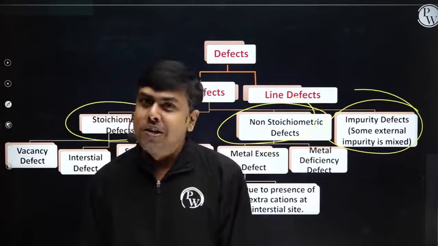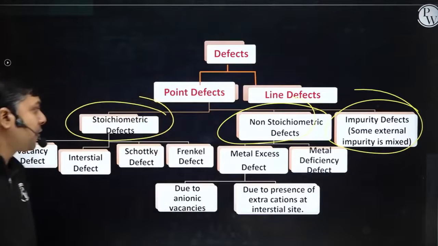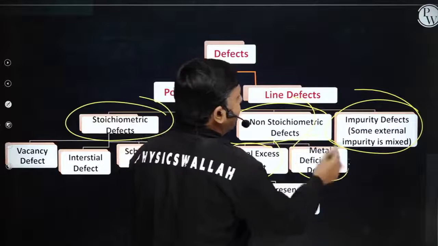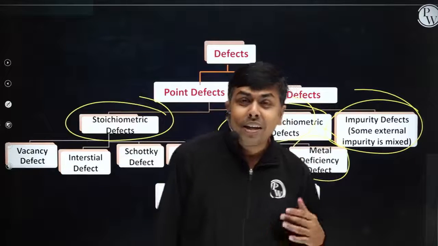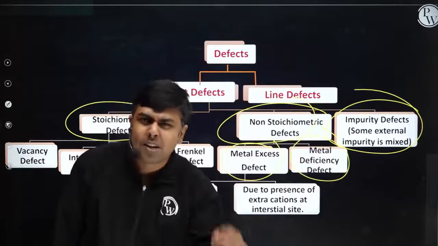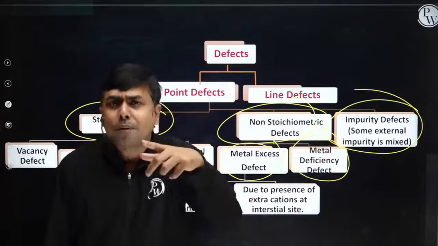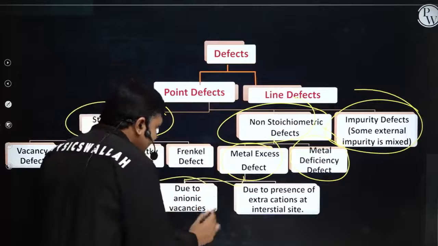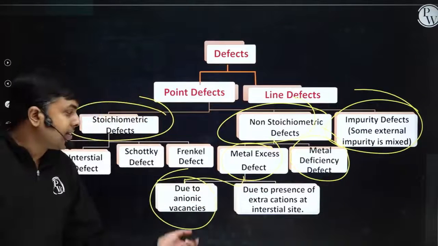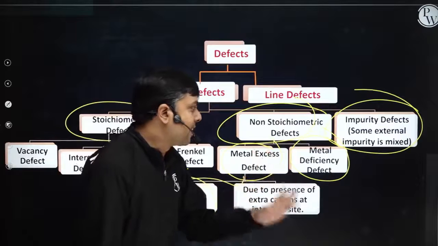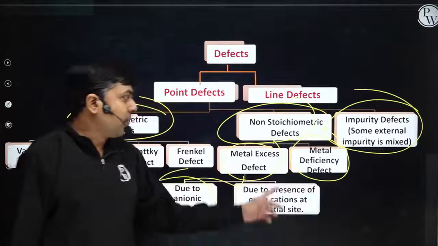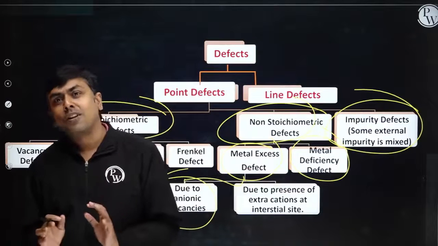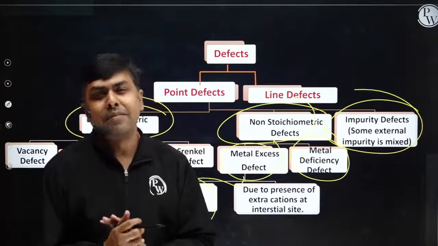If I talk about non-stoichiometric defects, it's of two types: metal excess defect and metal deficiency defect. How can we have excess of metal? Just by removal of anions or by addition of some extra metals. So metal excess defect is further classified due to anionic vacancy or due to addition of some extra cations. Am I clear, student? And the other one is metal deficiency defect. So it's time to discuss all these defects briefly.